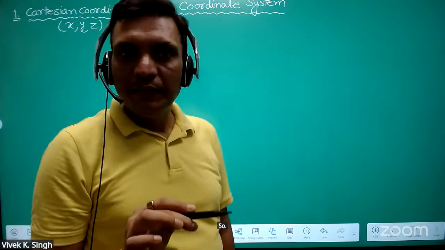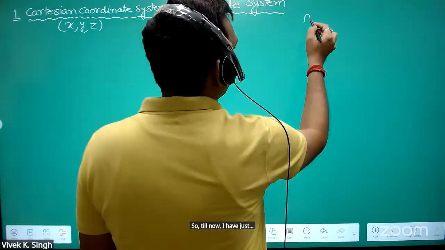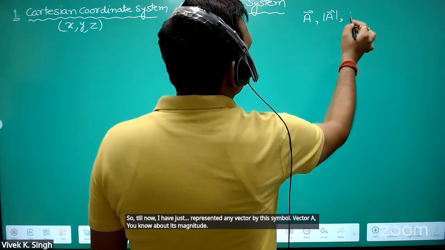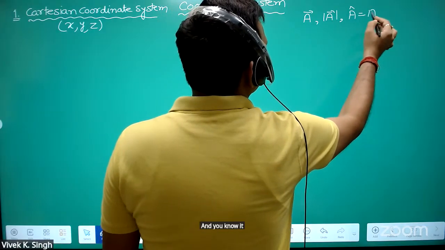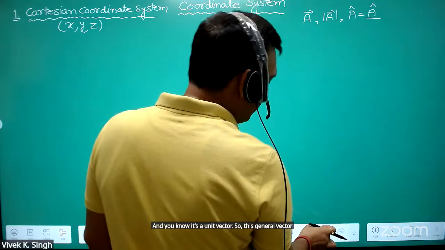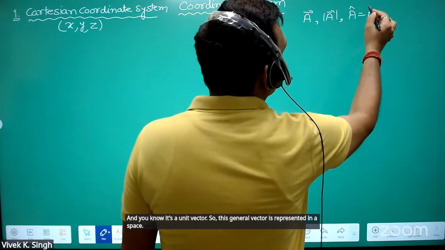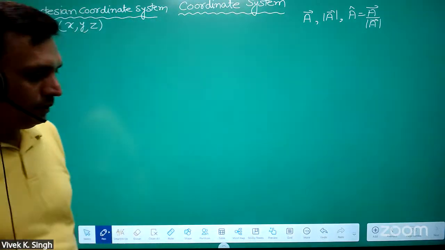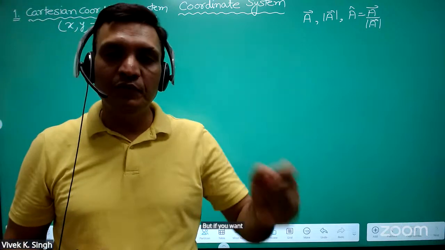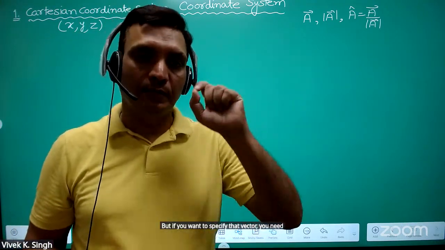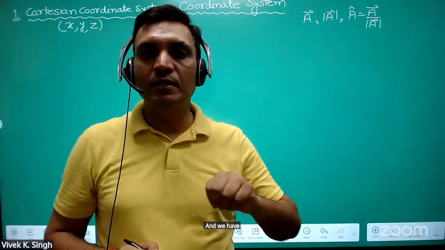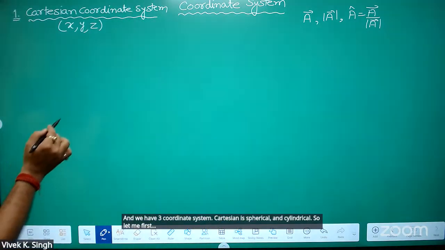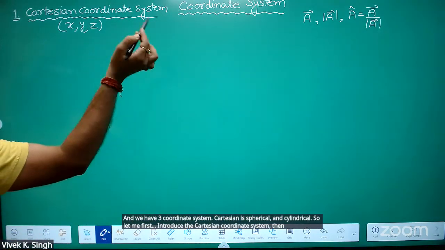So till now, I have just represented any vector by this symbol, vector A. You know about its magnitude and you know its unit vector. So this general vector is represented in space. But if you want to specify that vector, you need a coordinate system. And we have three coordinate systems: Cartesian, spherical, and cylindrical. So let me first introduce the Cartesian coordinate system. Then, how to represent vector A.